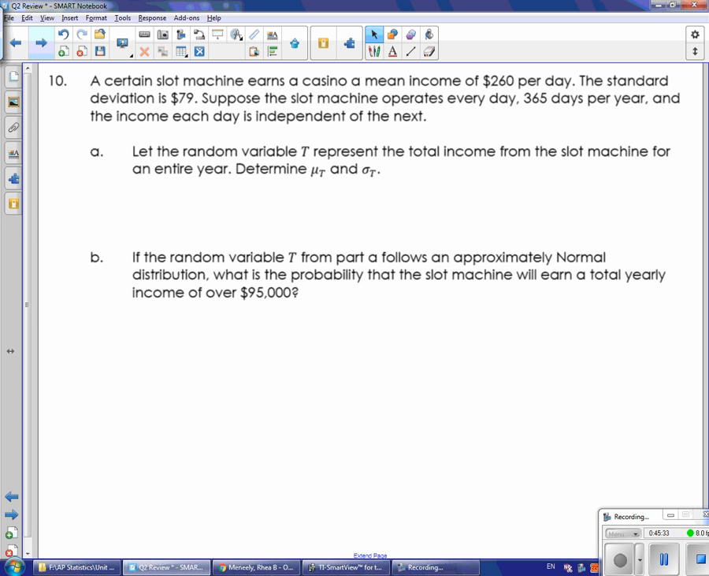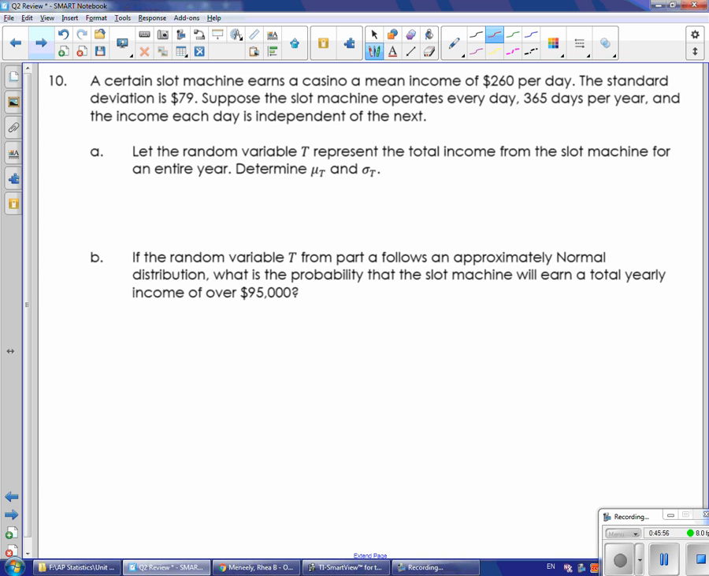In number 10, it says a certain slot machine earns a casino a mean income of $260 per day, and the standard deviation is $79. Suppose the slot machine operates every day, 365 days per year, and the income each day is independent of the next. Let the random variable t represent the total income from the slot machines for the entire year. Determine the mean and the standard deviation.